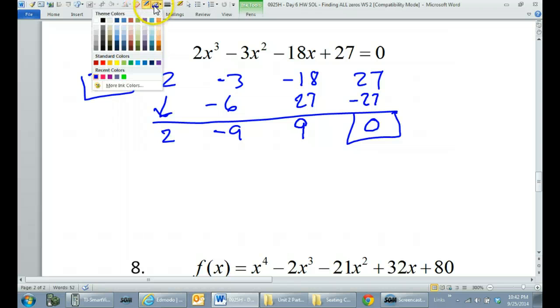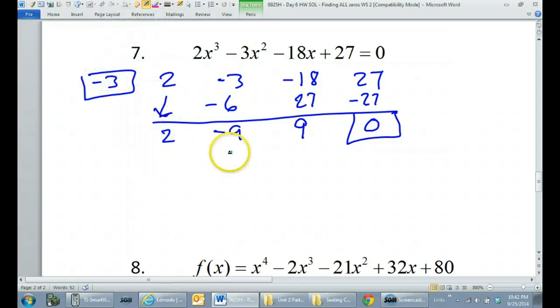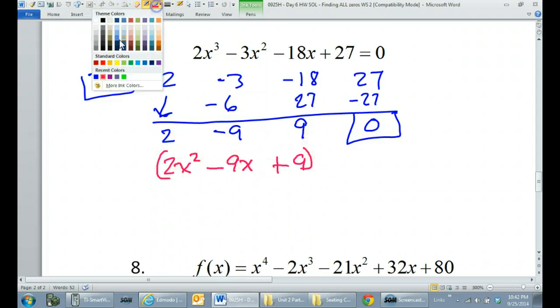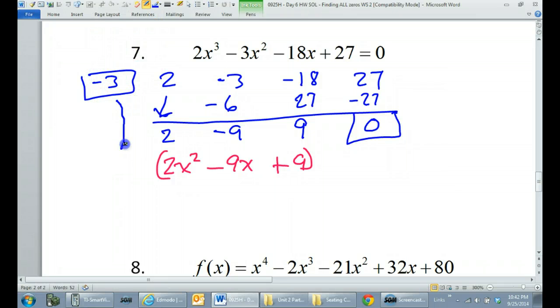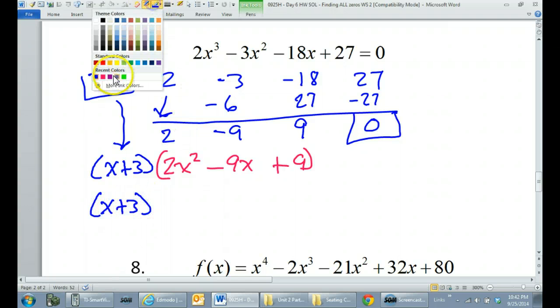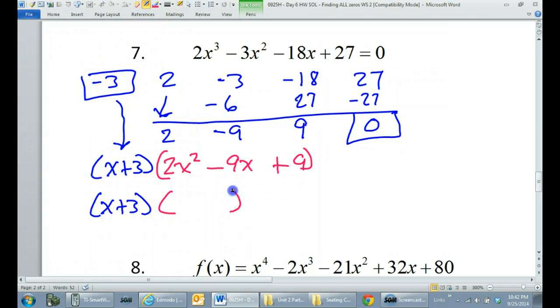Okay, now I could go ahead and factor this. Well, I guess let me write it down first. So I've got 2x squared minus 9x plus 9 so far. Alright, and I could bring down the factor from the negative 3 would give us x plus 3. So here's what we have so far. Of course I will keep the x plus 3 hanging around, but I would try to factor this further.